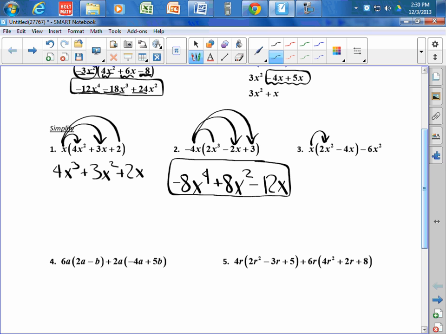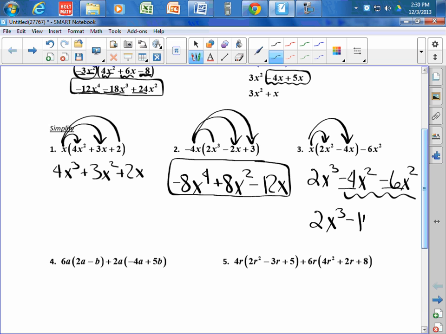X times 2x squared. 2, x times x squared is x to the third. X times negative 4x is negative 4x squared. Bring down the minus 6x squared. You have like terms here. This is negative 4 minus 6, negative 10. So 2x to the third minus 10x squared.